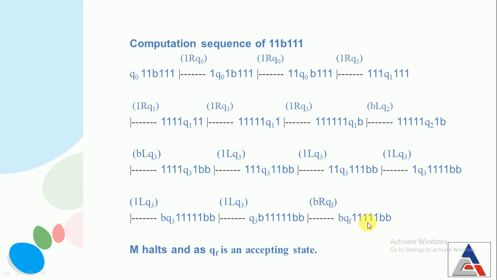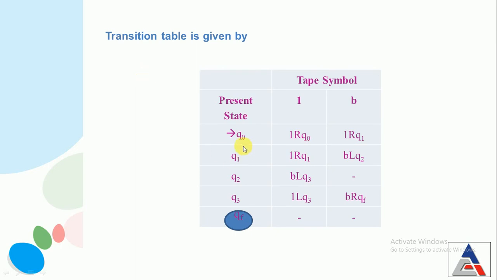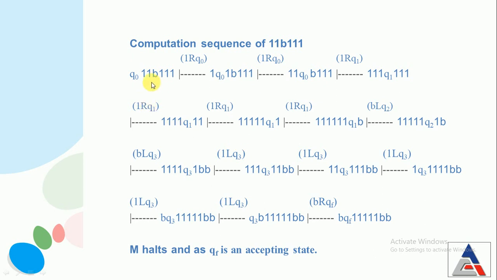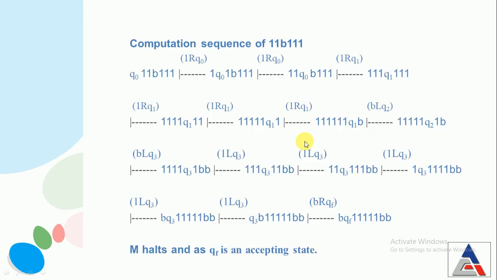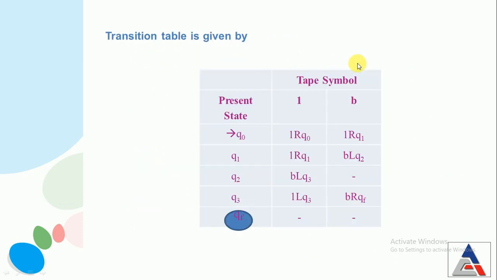After that, you will have to place these moves into your table one by one. Q0 upon processing 1, the move is 1R Q0. Place this move into the table as 1R Q0, right? Similarly, Q0 upon processing B, the move is 1R Q1. In this way, your entire table will be completed. Thank you.